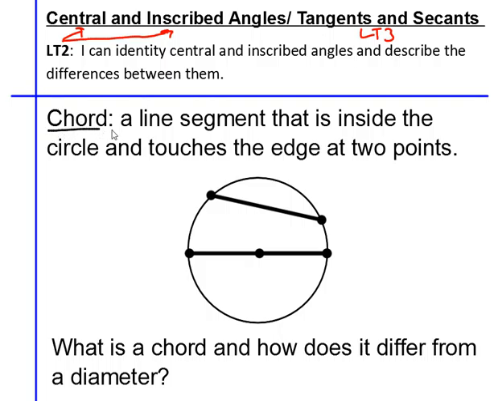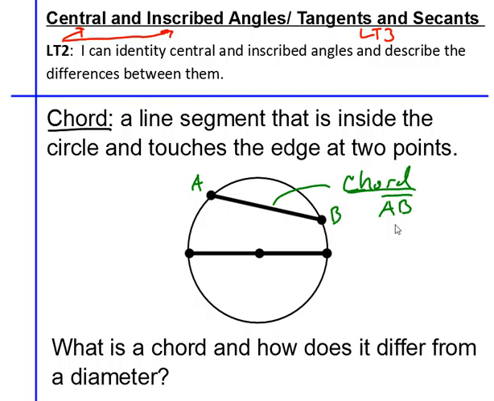The vocab word is chords. It's a line segment that is inside the circle and touches the two edges at two different endpoints. So this line segment, AB, is a chord. Since chords are line segments, when we name a chord, we use the line segment symbol above our two endpoint letters, A and B. Notice that the symbol above A and B is a line with no arrows on it. This is how we name a line segment.